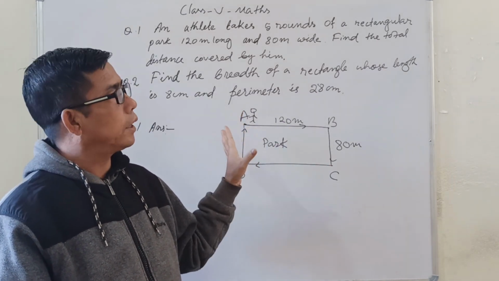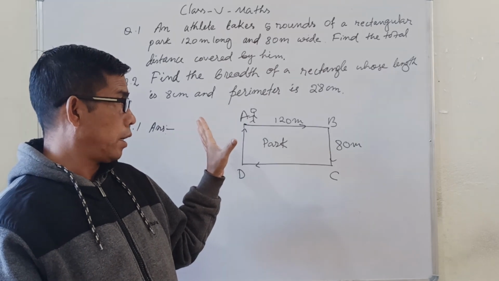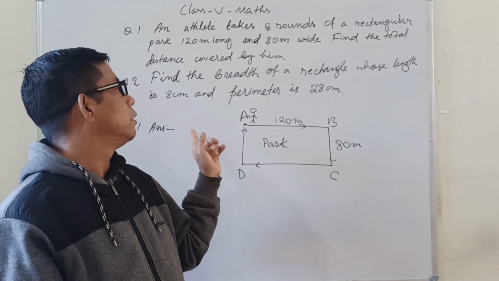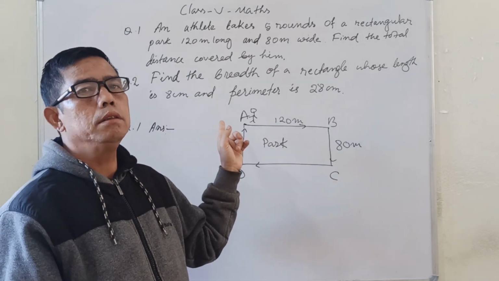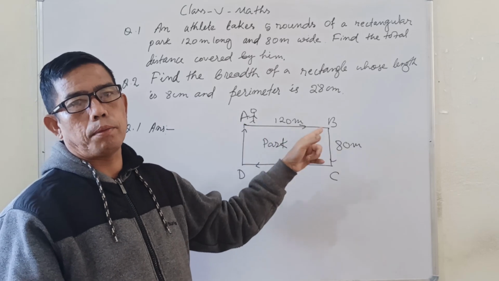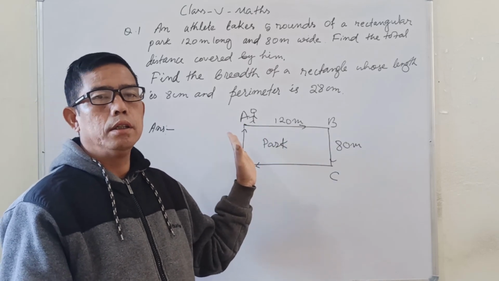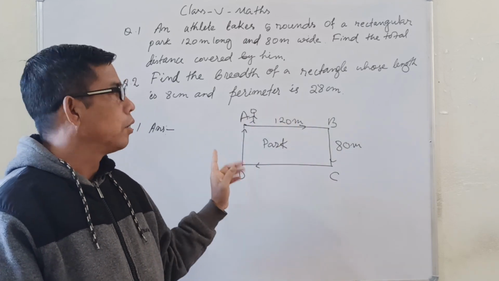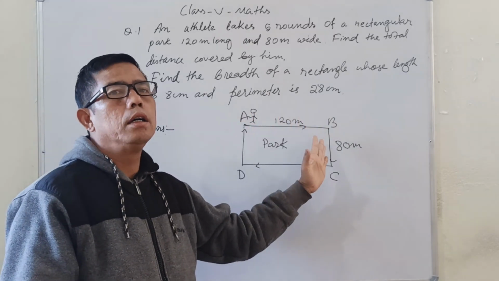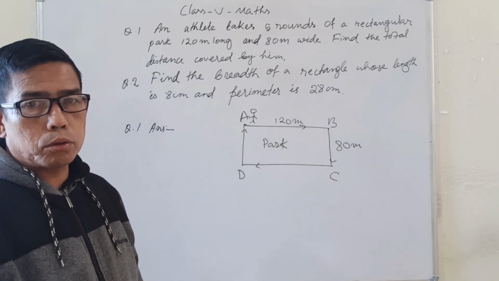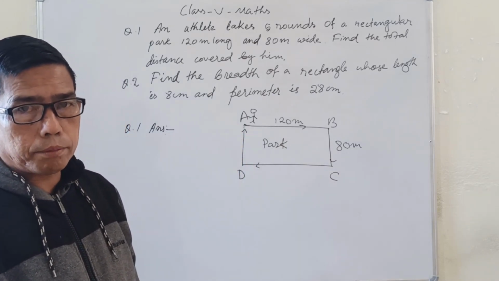So the total distance covered by the athlete in 5 rounds is the same as 5 into the perimeter of the rectangular path. So first, to find the distance covered in one complete round, we shall find the perimeter of the rectangular path, using the formula: perimeter of the rectangle is equal to 2 times length plus breadth.